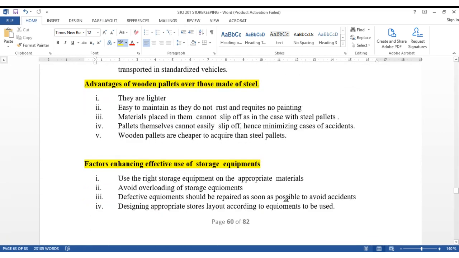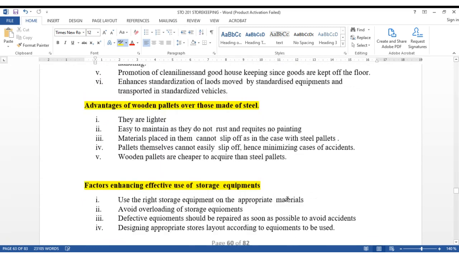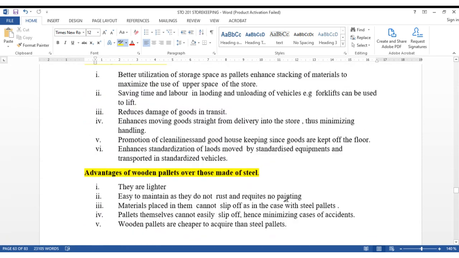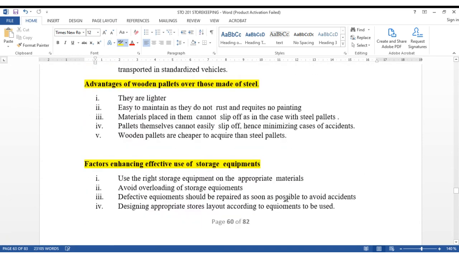Advantages of wooden pallets over those made of steel. Wooden pallets are lighter. They are easy to maintain as they do not rust or require painting. Materials placed on them cannot slip off as in the case of steel pallets, and the pallets themselves cannot easily slip, hence minimizing cases of accidents. Then wooden pallets are cheaper to acquire than steel pallets.